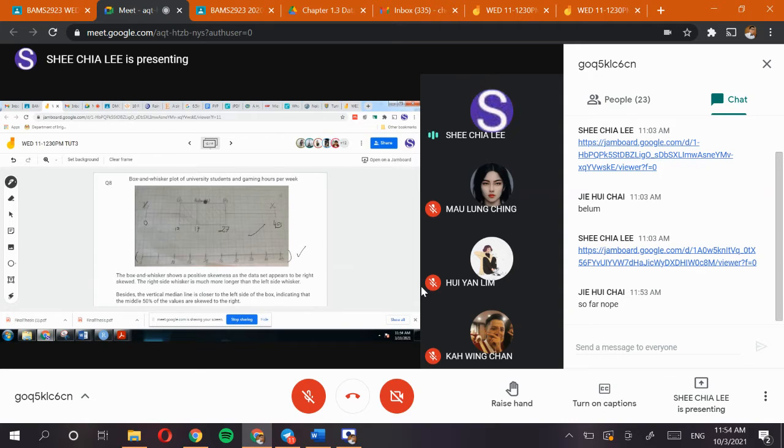Okay, good. So here you can see the tail is longer on the right, and for the middle 50% also longer on the right. So overall, you can say it is skewed to the right. So you said the box and whisker showed a positive skewness, or skewed to the right, also same thing. As the data set appears to be right skewed, the right side whisker is much longer than the left side whisker. Besides, the vertical median line is closer to the left side of the box, indicating that it is also skewed to the right. Okay, good, correct?